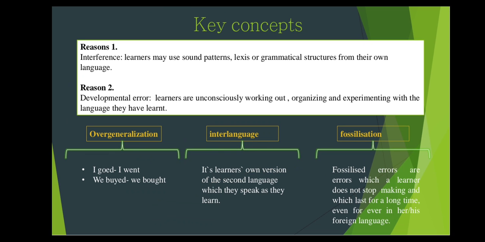Okay, so key concepts. These are problems that we can create if we don't develop good language acquisition. There is one, interference. Interference is developed with the errors and mistakes that we make. Interference: learners may use some sound patterns, lexis, or grammar structures from their own language.